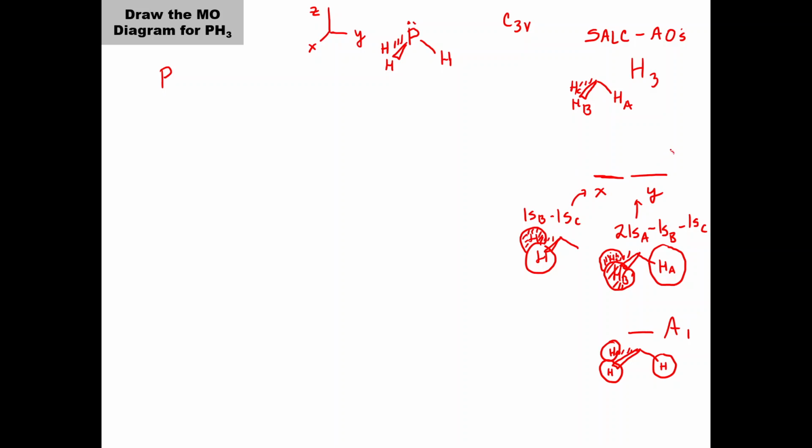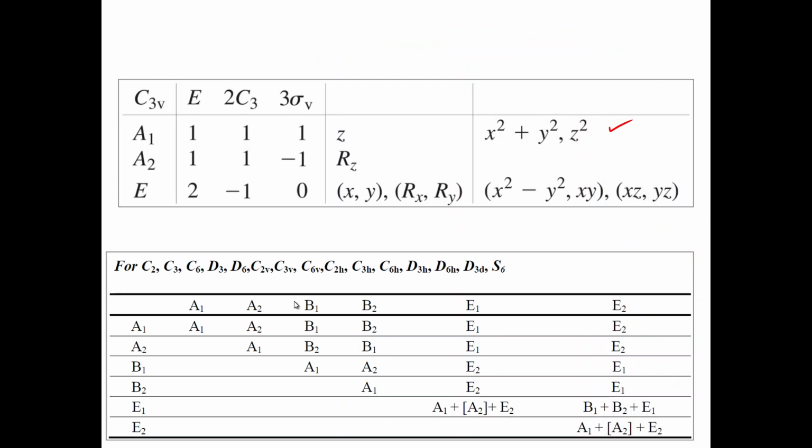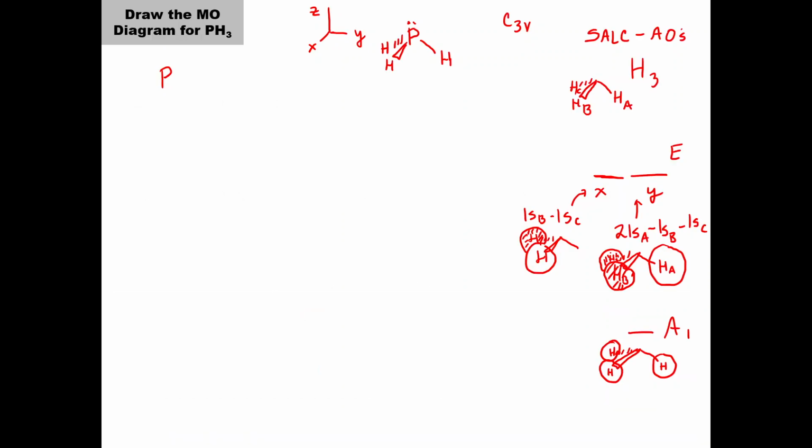Both of these are degenerate, and so that's going to be an E motion. Let's make sure that matches our character table. Yeah, E. It's not E1 or E2. It's just E in the C3v character table. So those are our symmetry-adapted linear combinations of the three atomic orbitals on the hydrogens. So we have three hydrogen 1s's. We come in, we have three symmetry-adapted linear combinations.